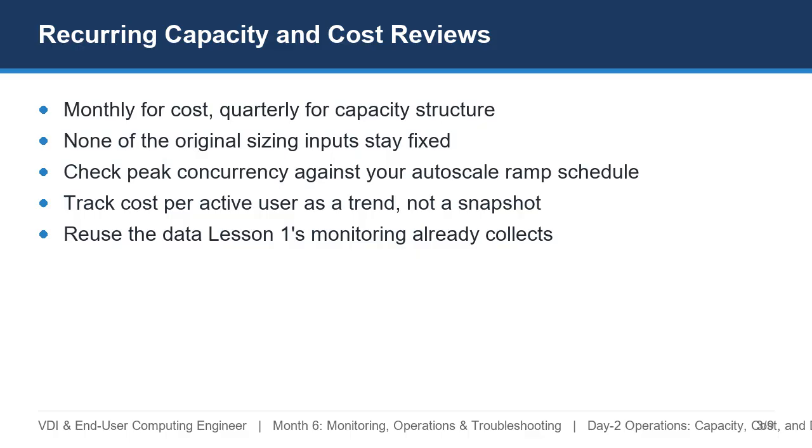Module 3 taught you to build autoscale plans and reason about sizing at design time. Day 2 operations means revisiting those decisions on a cadence, monthly for cost, quarterly for the deeper capacity structure, because headcount, session patterns, Azure pricing, and your license mix never stay fixed. Check actual peak concurrency against your autoscale ramp-up and ramp-down schedule, track cost per active user as a trend over time rather than a single snapshot, and reuse the monitoring data from Lesson 1 rather than standing up new tooling.